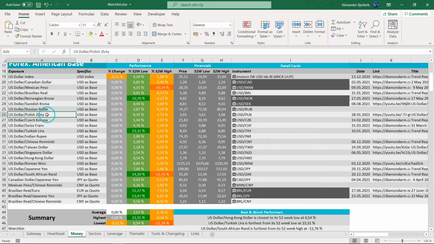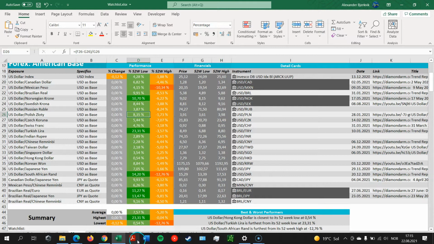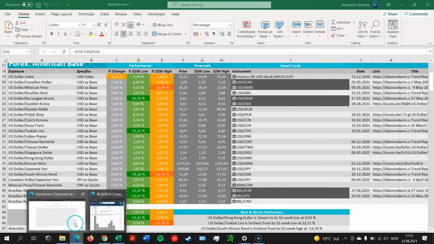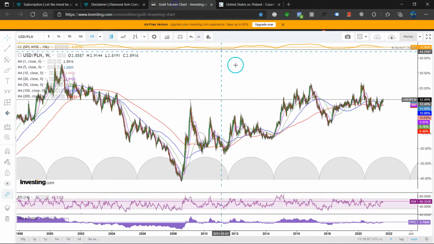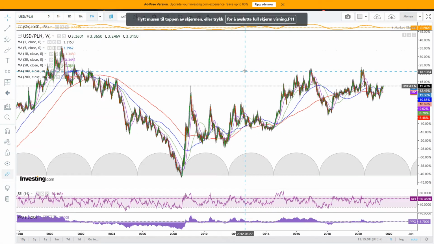So we do have the US dollar, Polish zloty here. US dollar is the base. 8% from the low, minus 1.7-ish% here from the 52-week highs. So let's start by jumping right into the charts.